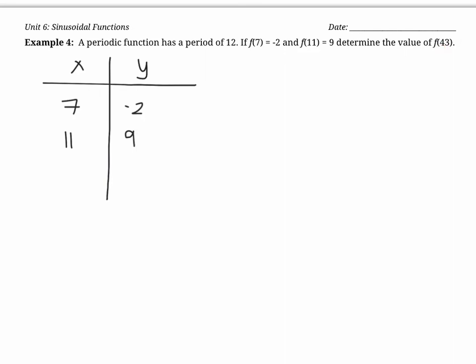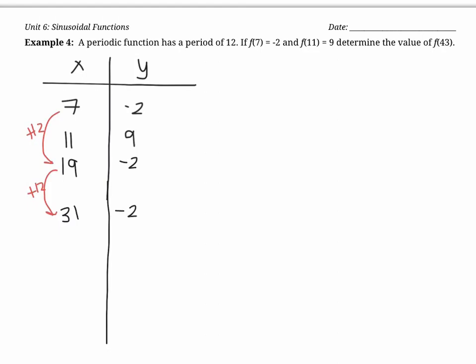So I'm just going to extend my t-table here. And let's start with 7. Let's add 12 units to 7. If I add 12 to 7, I'm going to get 19. So I know at 19, my y value is going to be -2 again. Let's add another 12 to 19. We get 31. And again, my y value is -2.